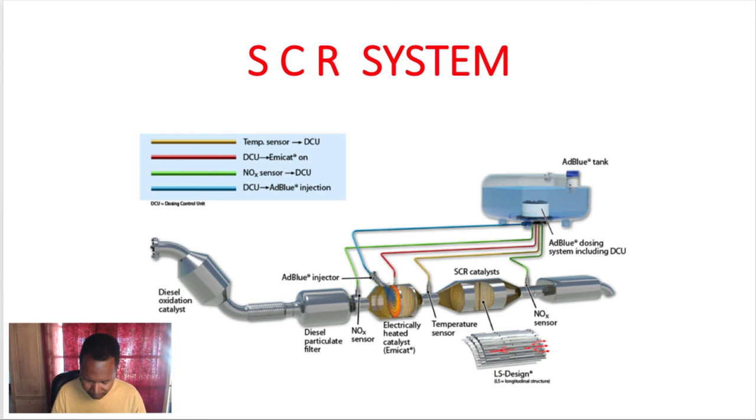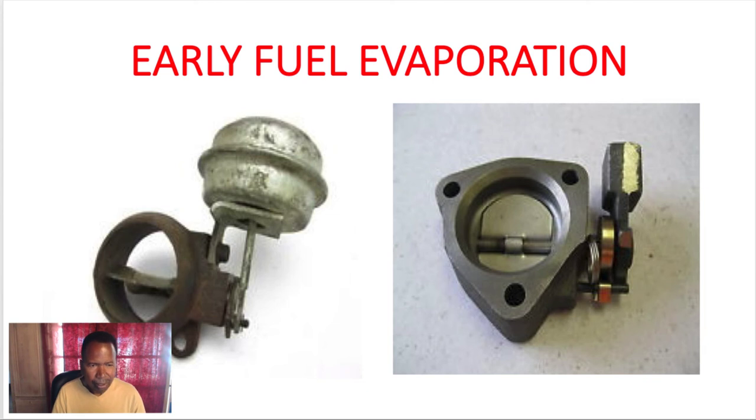Alright, then the last one. EFE. Which emissions are being controlled by this emission control component? I keep saying it wrong again. Early fuel evaporator system. And your answer should have been HC and CO. Remember, it works on the car's cold start to help warm the air-fuel mixture to reduce hydrocarbons and carbon monoxide, HC and CO.